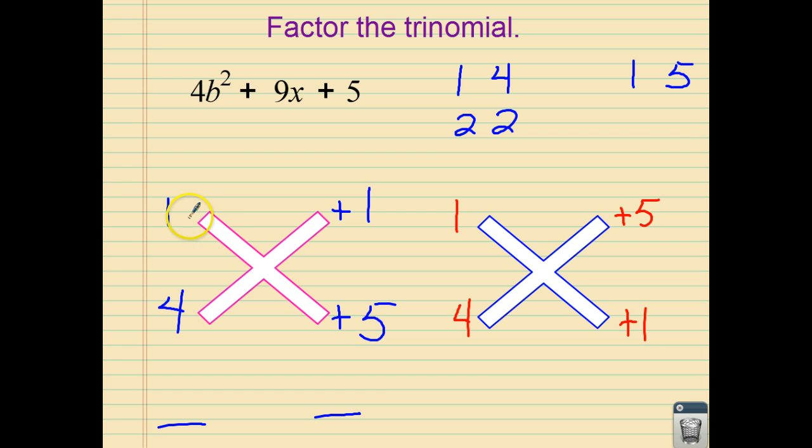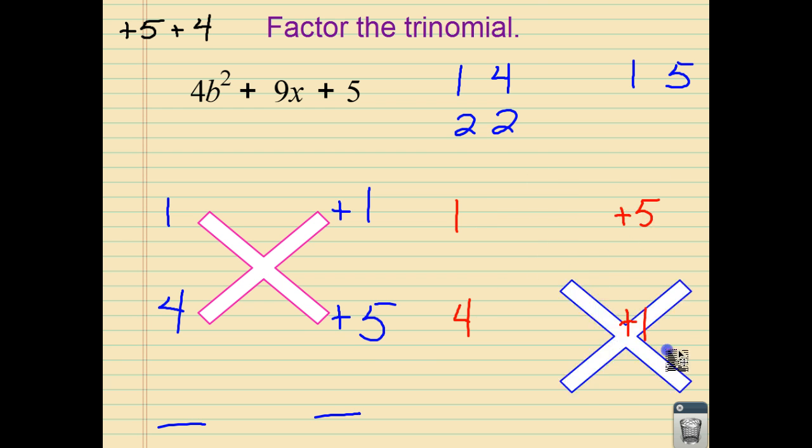So the cross product here, we have 1 times 5 being 5, and then 4 times 1 being 4. And positive 5 plus 4 is positive 9. So we don't even need that second X method. So let's just be rid of that. We found our answer.